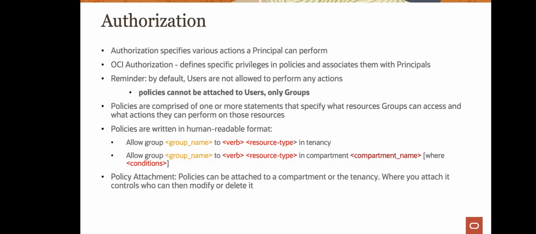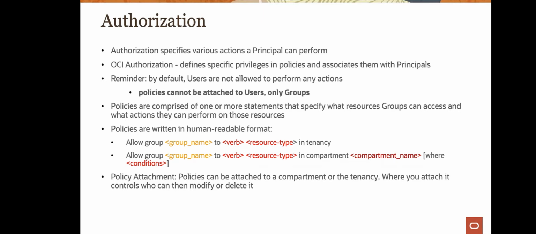Next, I wanted to give you a quick understanding of what these policies look like. Once someone has been added and they're in a group, we need to write specific rules to tell them what they can and can't do. As you can see here, policies can't be attached to a user, but only to the group. You can write this in a human readable format, simply by saying allow group, name your group, to do XYZ.